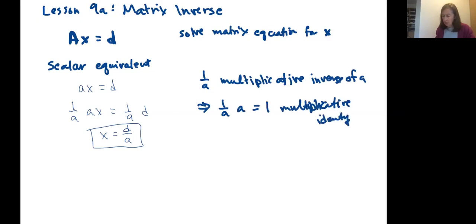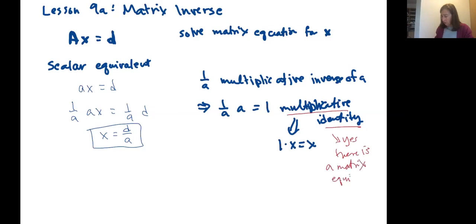What's so special about 1? What's so special about identity? Well, 1 is the number that if we multiply 1 by any other number, its value isn't changed. So what we're thinking about right now is, do we have analogs of a multiplicative identity for matrices? The answer is yes. There is a matrix equivalent.